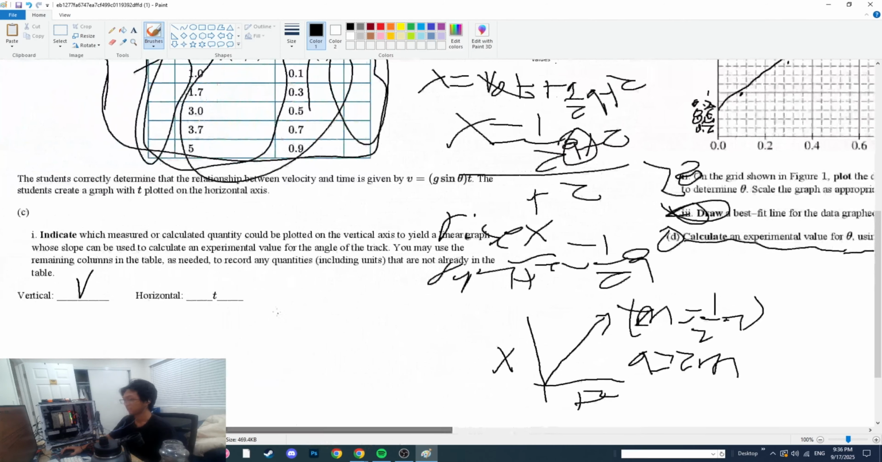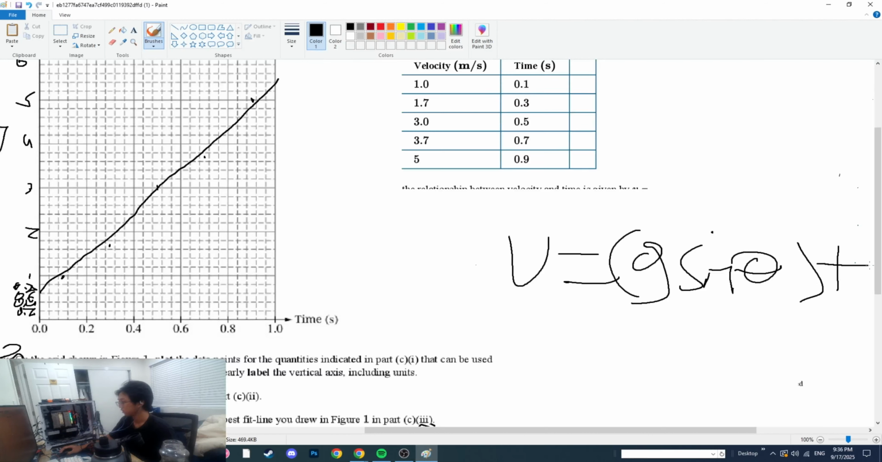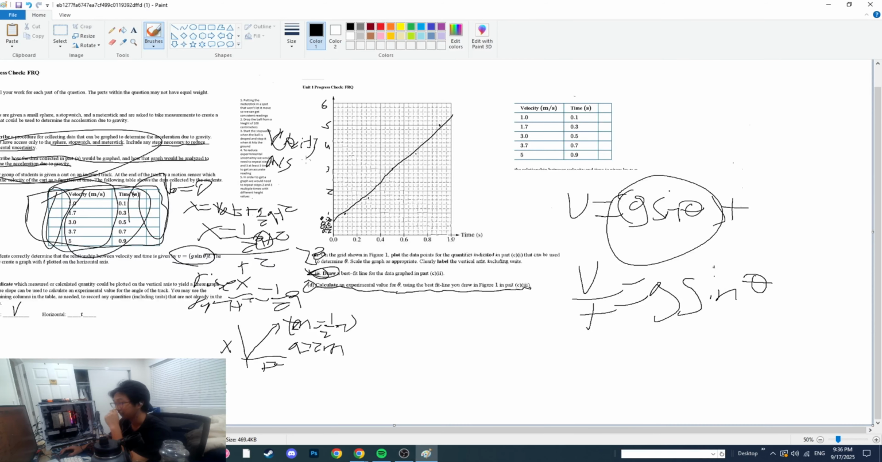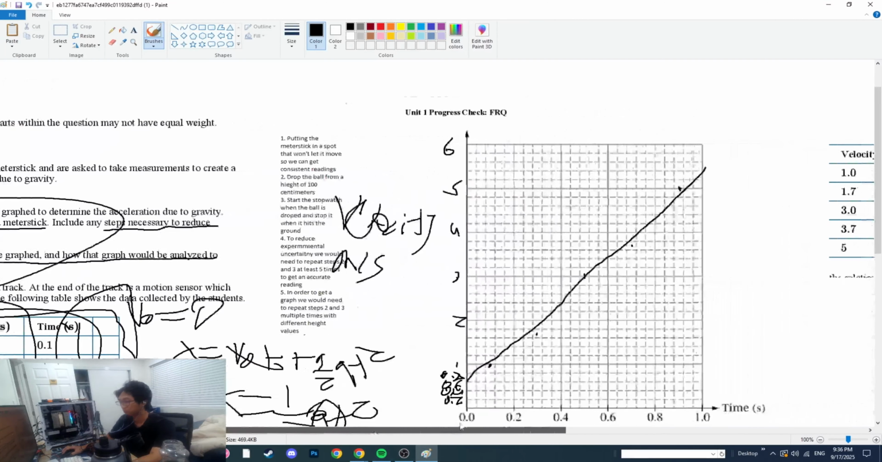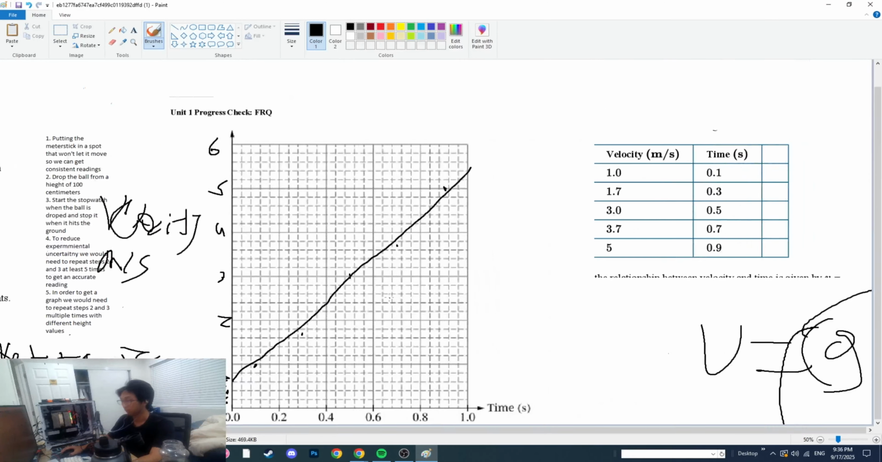And since we were given v equals g sine theta t, we could write that over here. If you see, our graph is actually v over t, and that means if we isolate this part, we get v over t equals g sine theta, and we could find the slope over here, so our slope would equal g sine theta. And in order to find our slope, we need to find 2 points on our line of best fit in order to calculate the slope of the line.